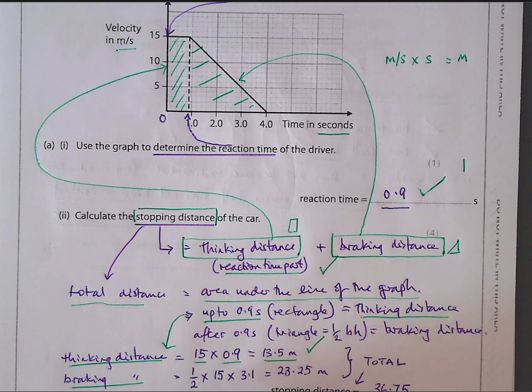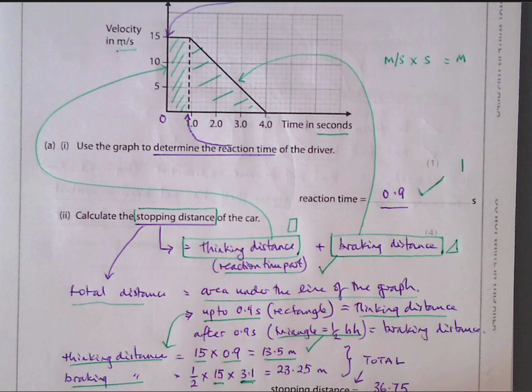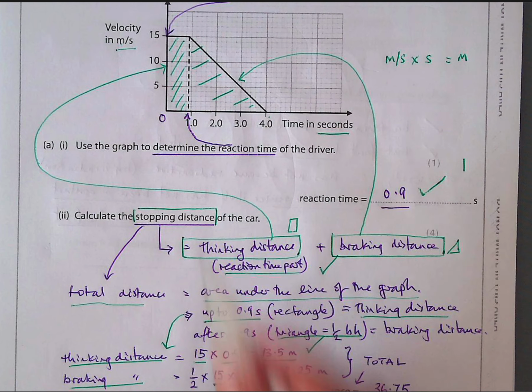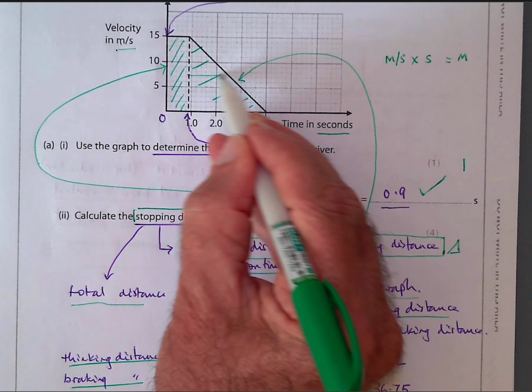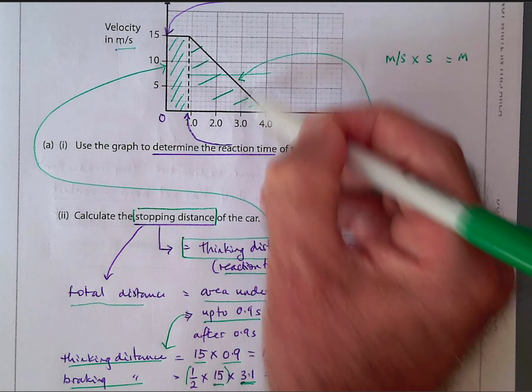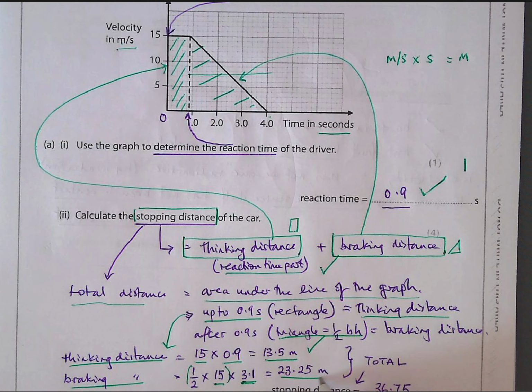And then the braking distance, the area of the triangle. And if you know, a triangle's area is half base times height. Well, the base is the time, which is 3.1 seconds from 0.9 to 4.0. The speed starts at 15. So it's half the base times the height, which is 15 in terms of the velocity, the maximum velocity of the graph. Half times 15 is basically the average speed, which would be 7.5. And basically that rectangle would be the same as a triangle, which is why a triangle is half the area of the rectangle. Okay, you do that, you'll get 23.25.